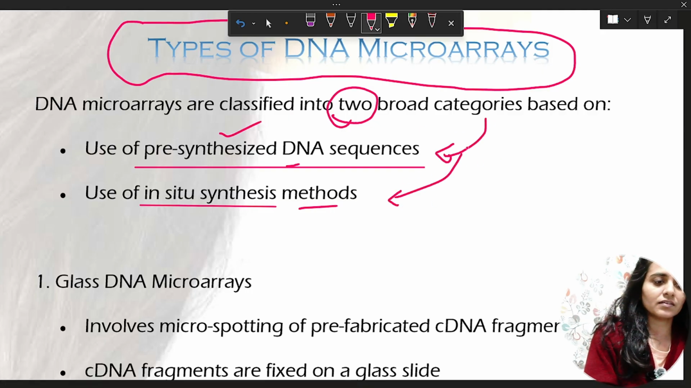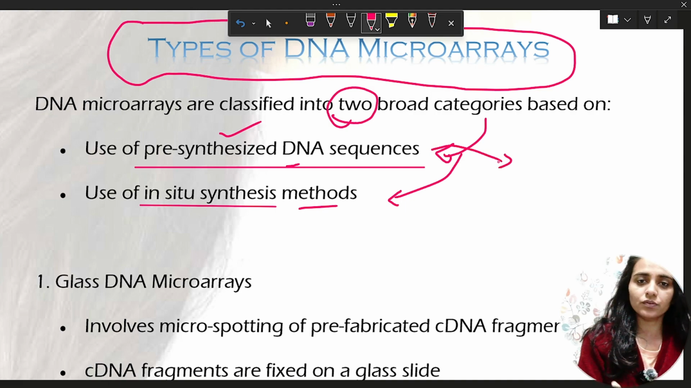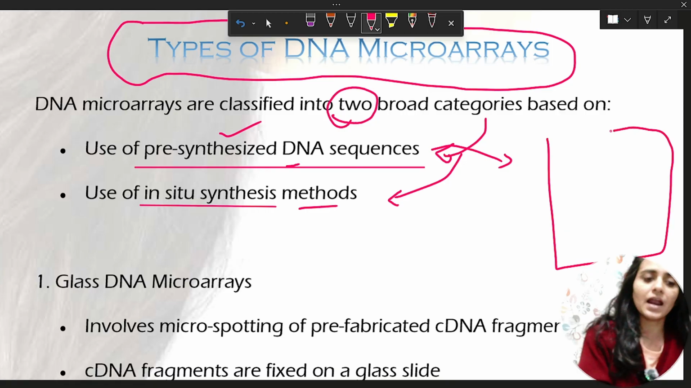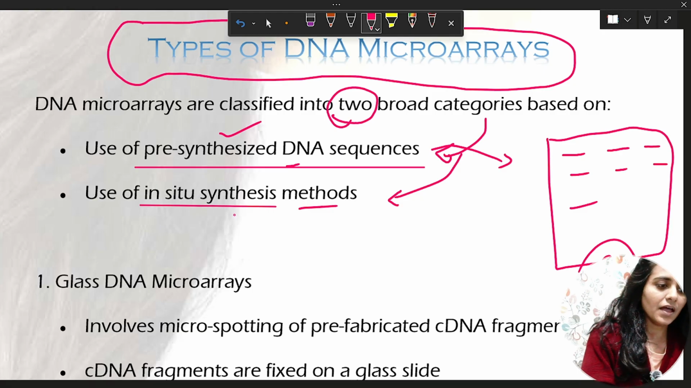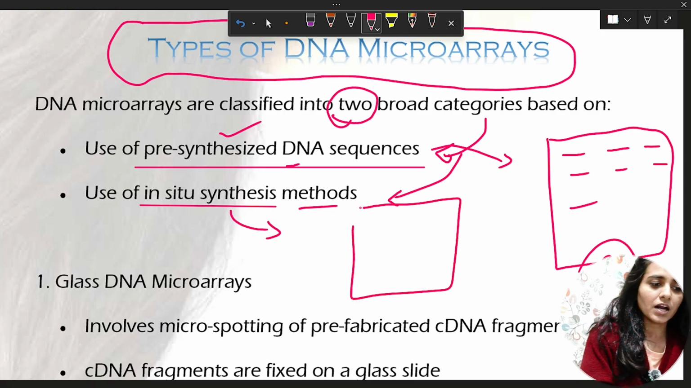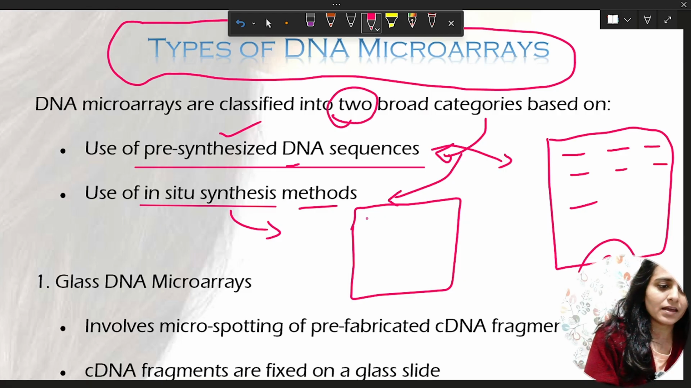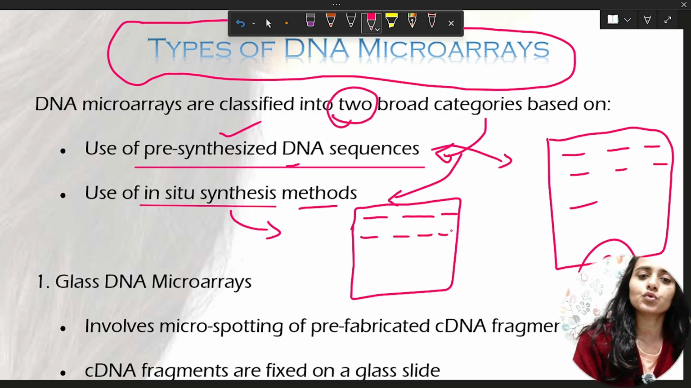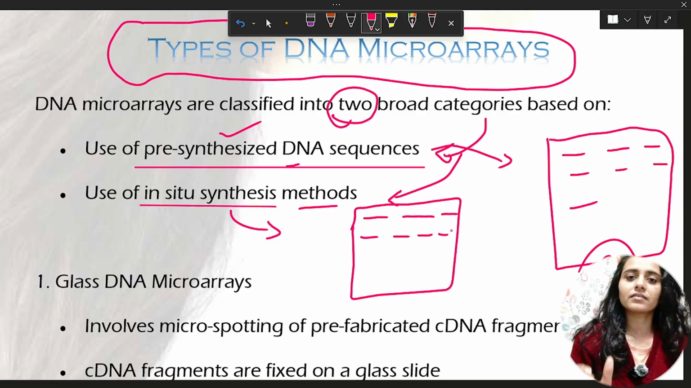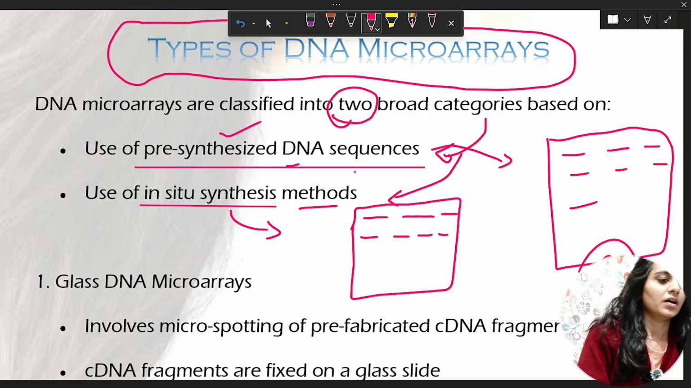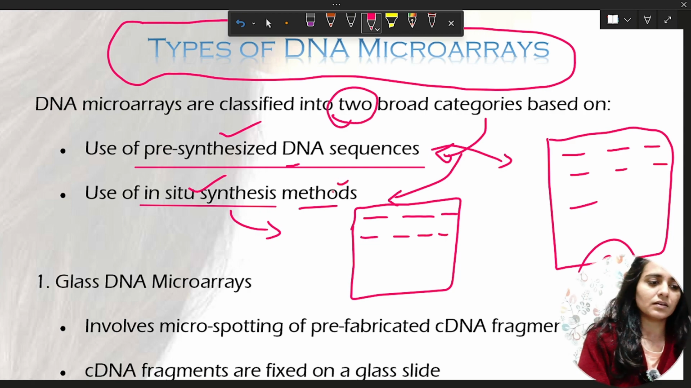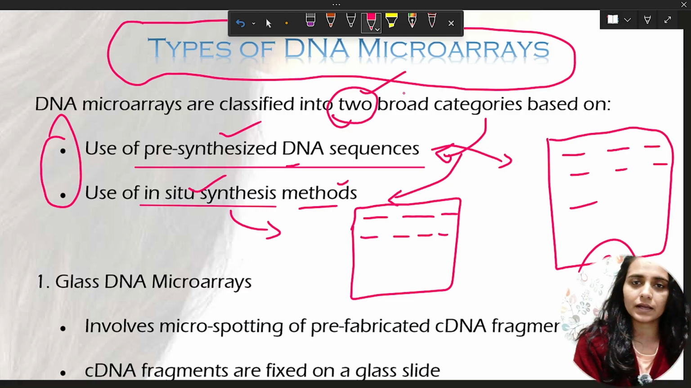Pre-synthesized DNA sequence means the probes we are using will be pre-synthesized and then placed on the solid surface. This is the one base. And the second base is we do not pre-synthesize the probe. We place them directly on the solid surface. There is some chemical we use, and on that solid surface we make the probes. That is the in situ synthesis method. And on these bases we categorize two broad categories.